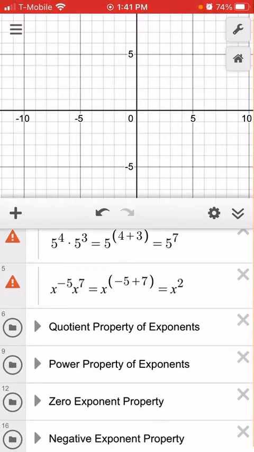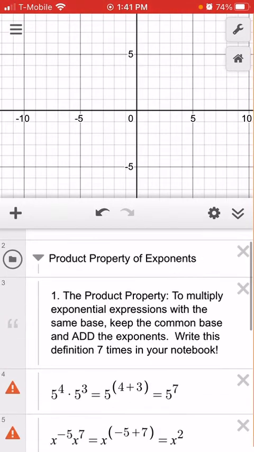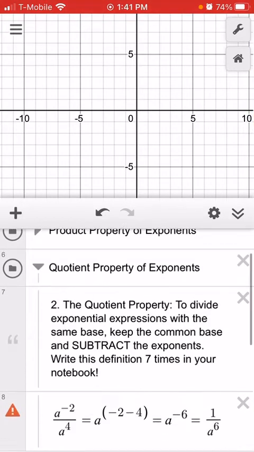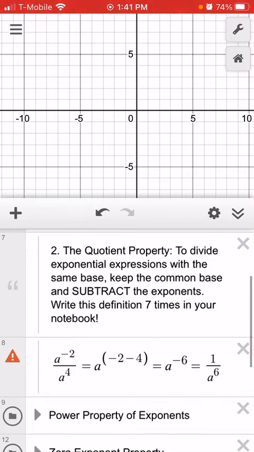We can use variables for this. x to the negative 5th times x to the 7th is x squared. Second property is the quotient property. With the quotient property, we're saying to divide exponential expressions with the same base, keep the common base, and subtract the exponents.